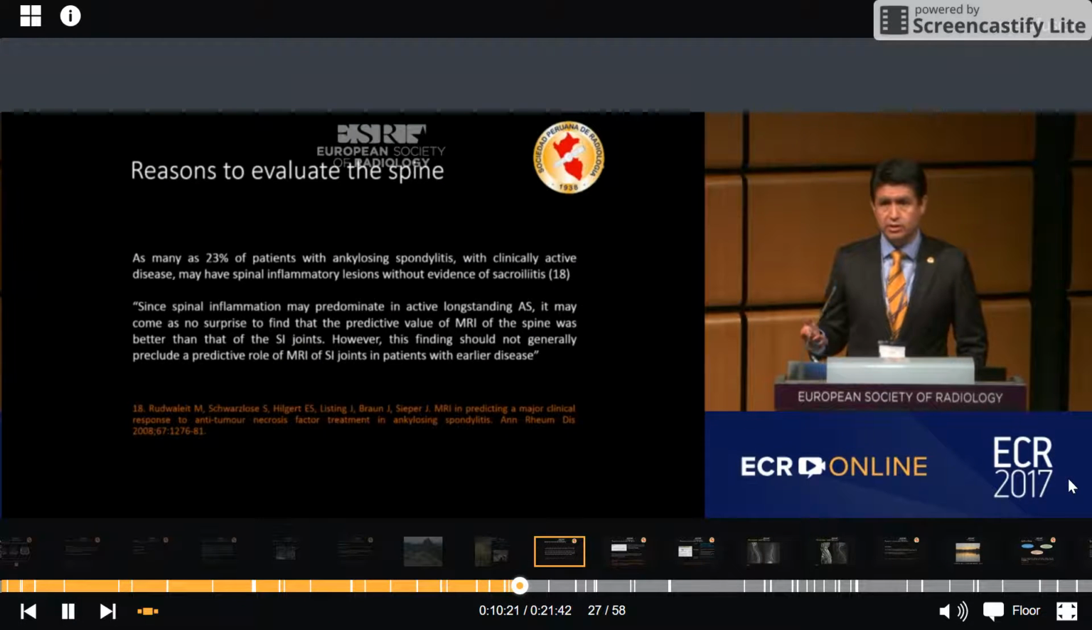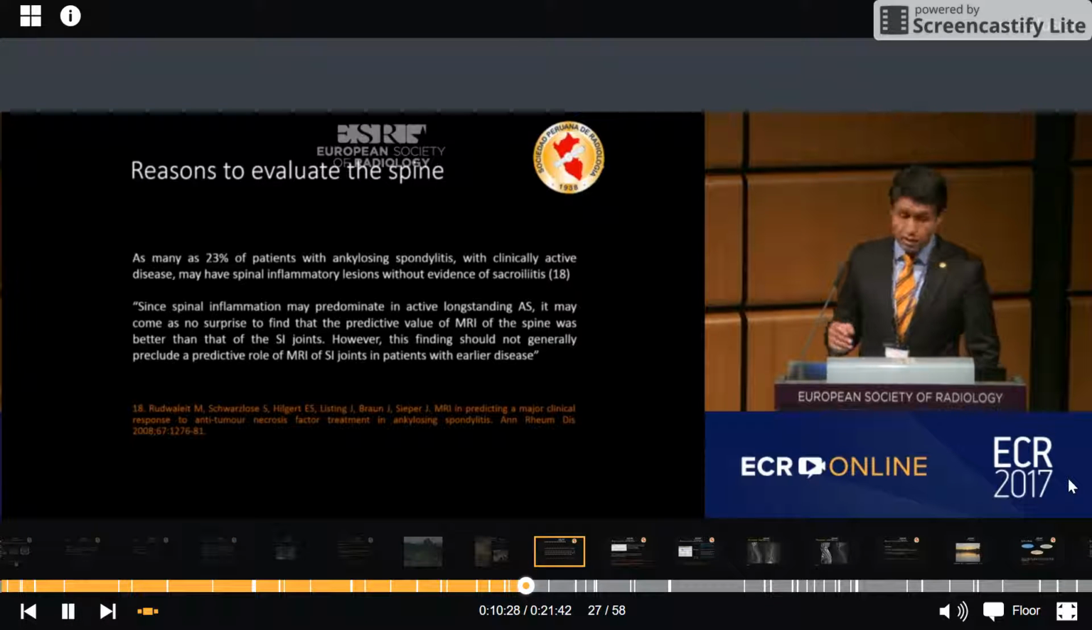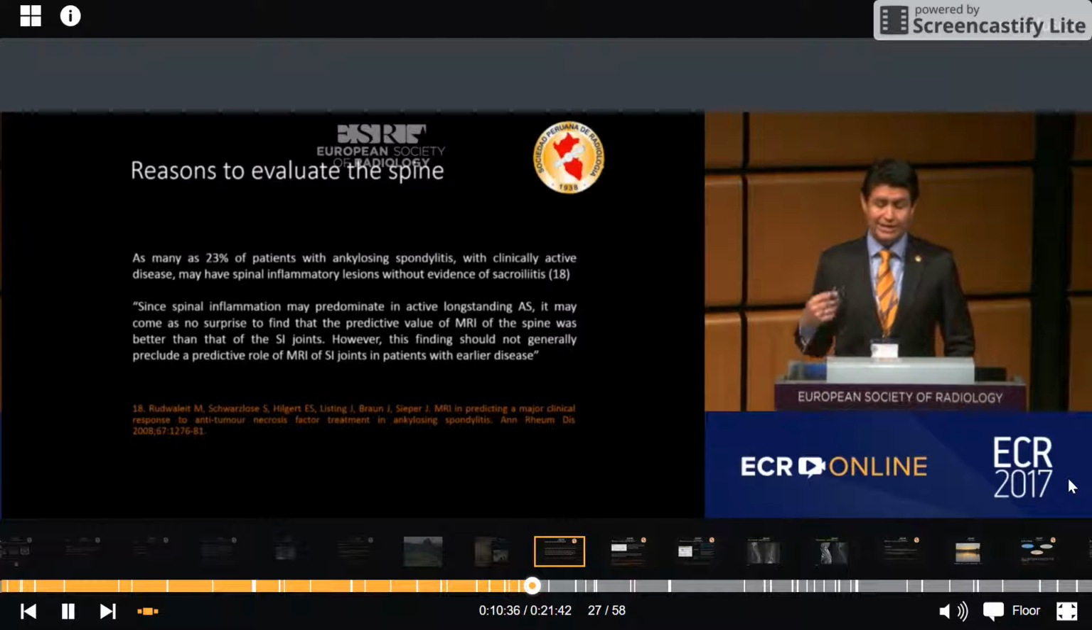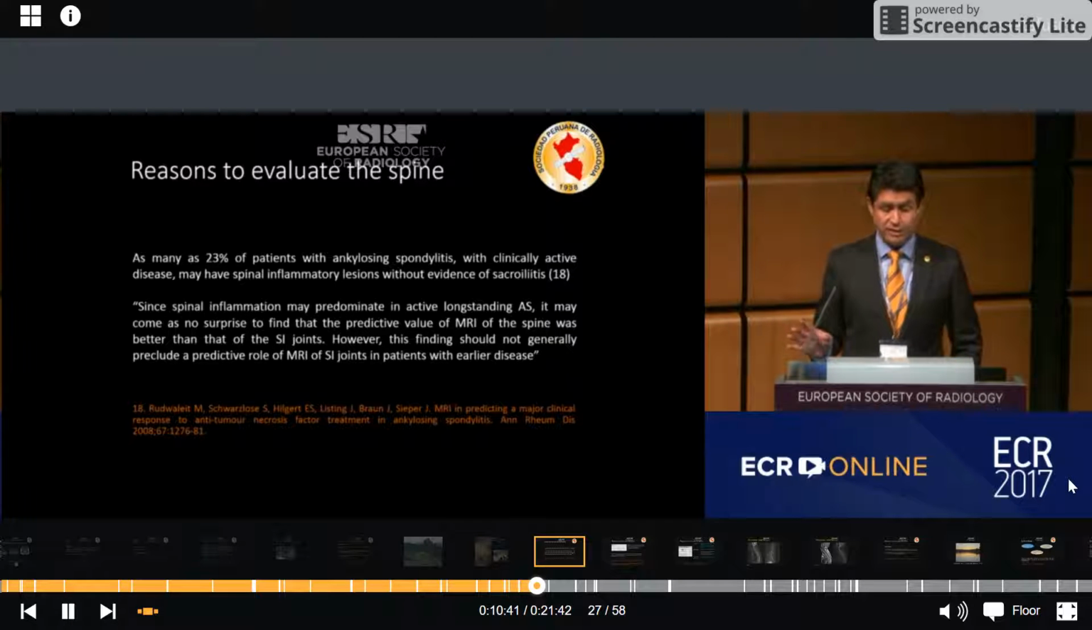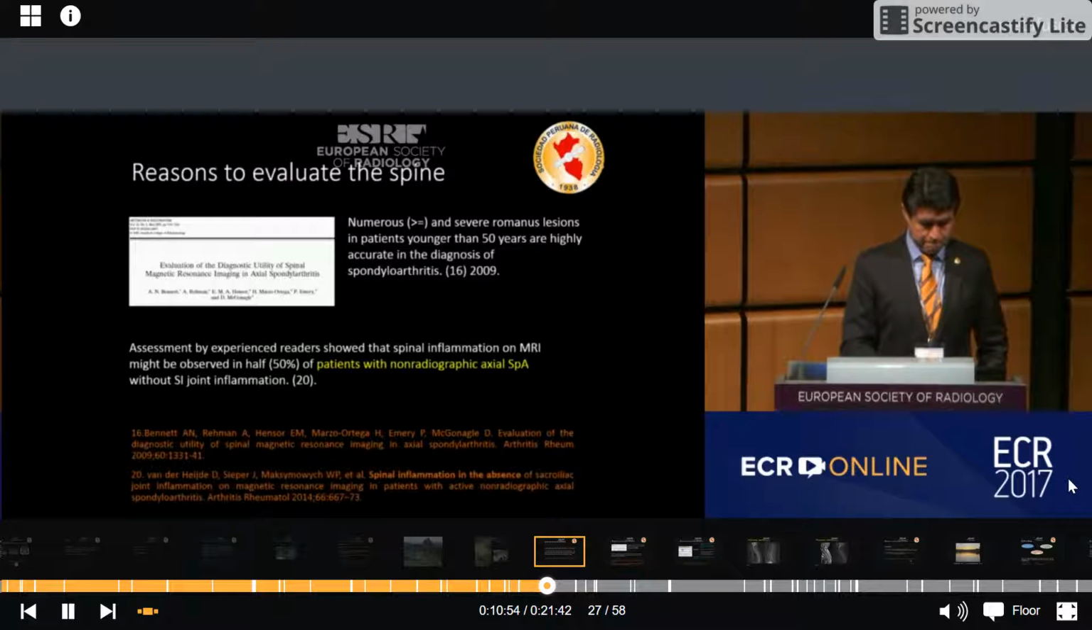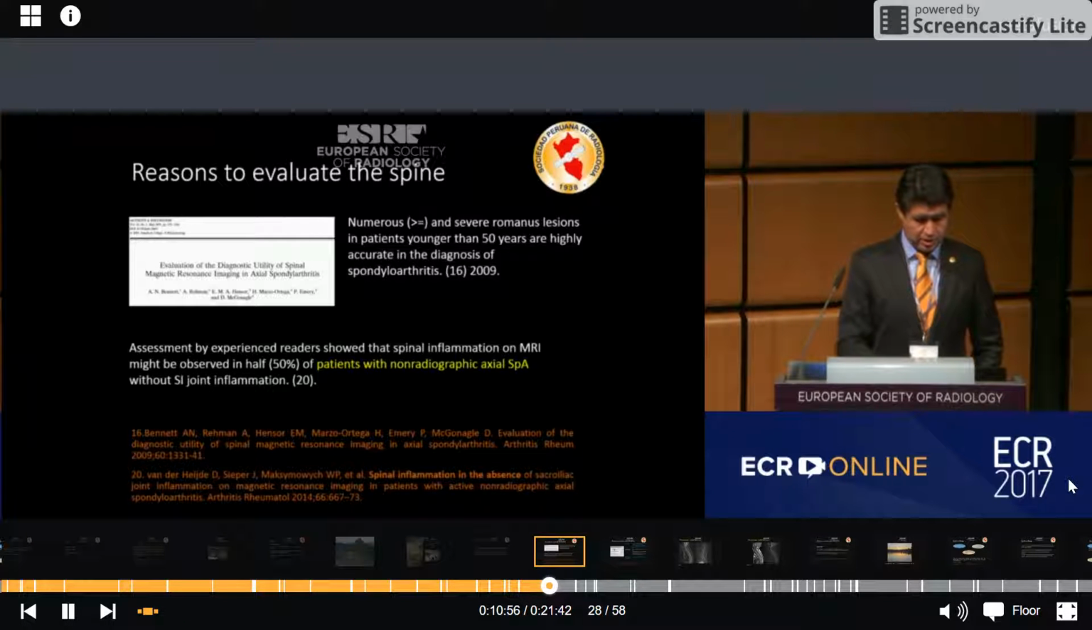There are several studies that show there are reasons to evaluate the spine in sacroiliitis. We are going to see some of them. As many as 23% of patients with ankylosing spondylitis with clinically active disease may have spinal inflammatory lesions without evidence of sacroiliitis. It means if we have an MRI of the SI joints that is negative, it doesn't mean that they don't have spondyloarthritis. There are another two examples.